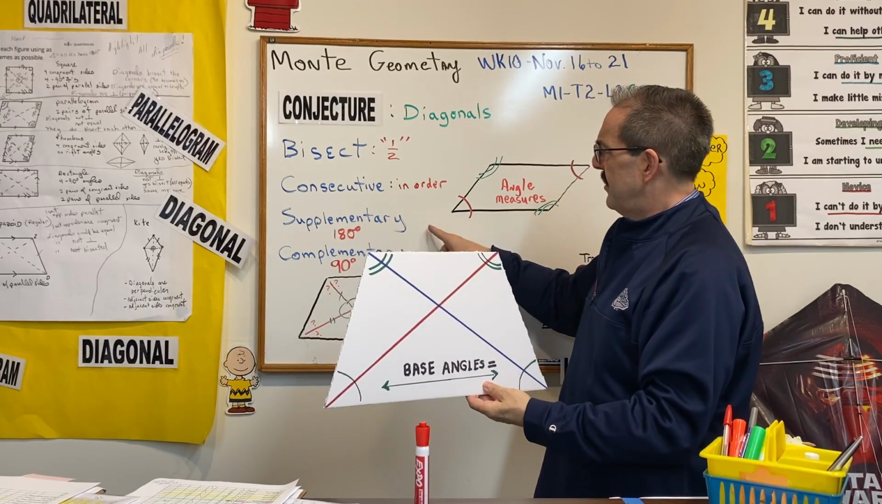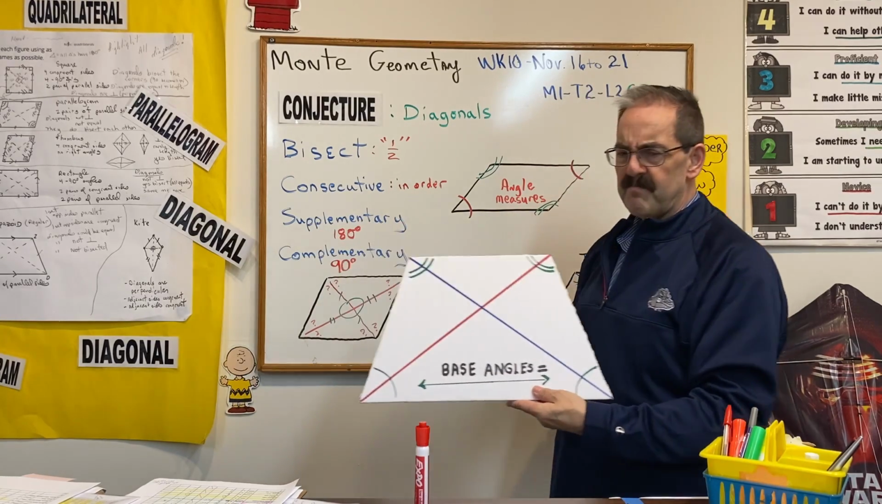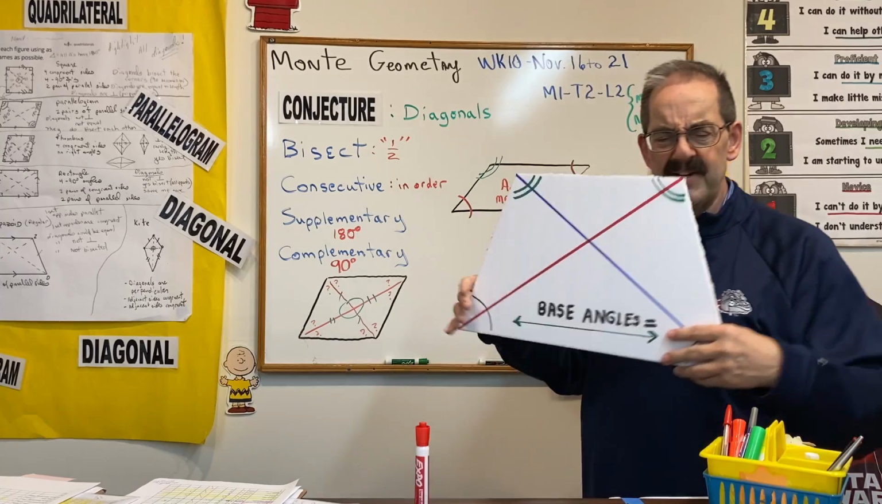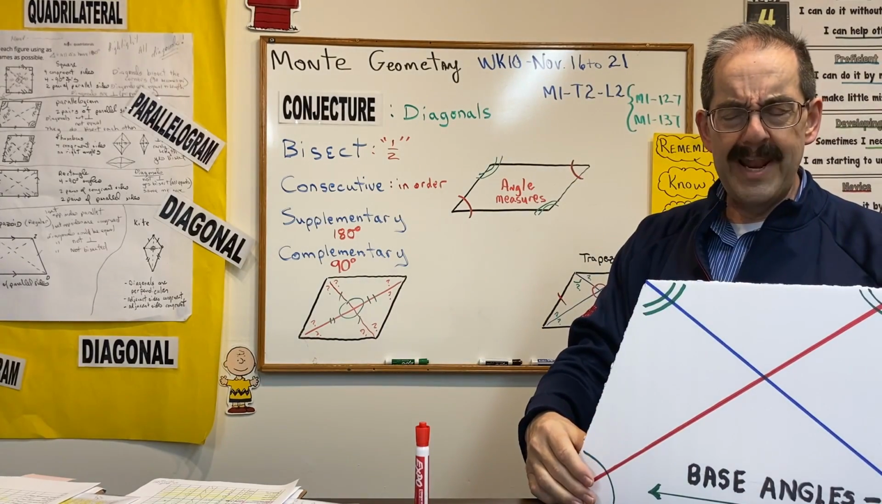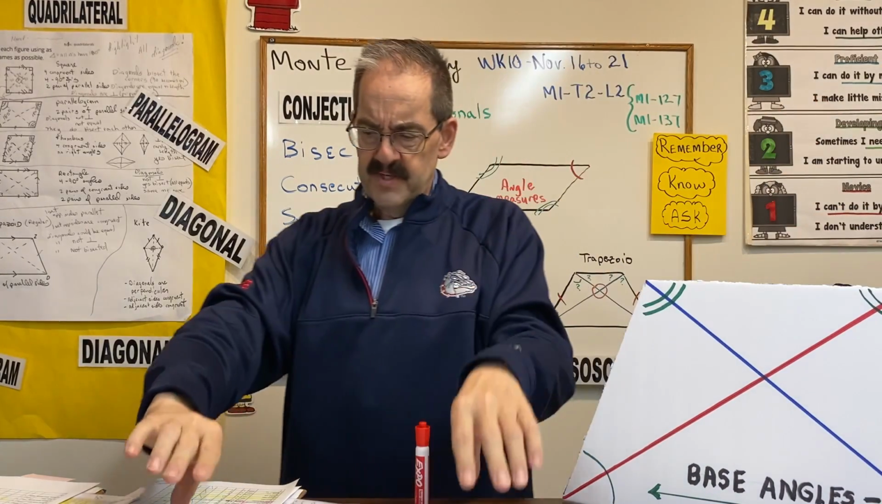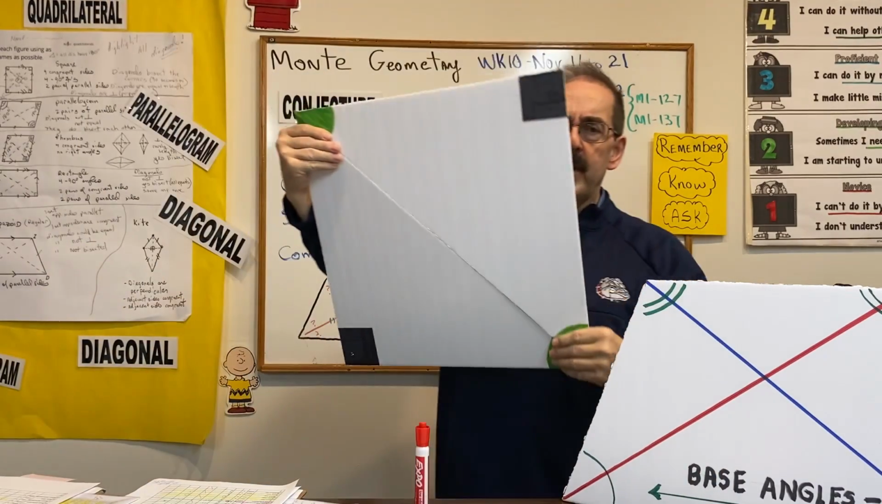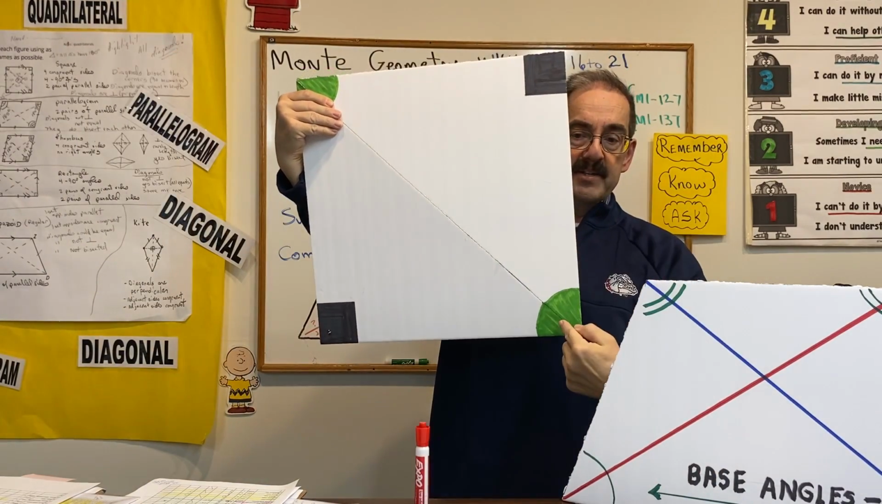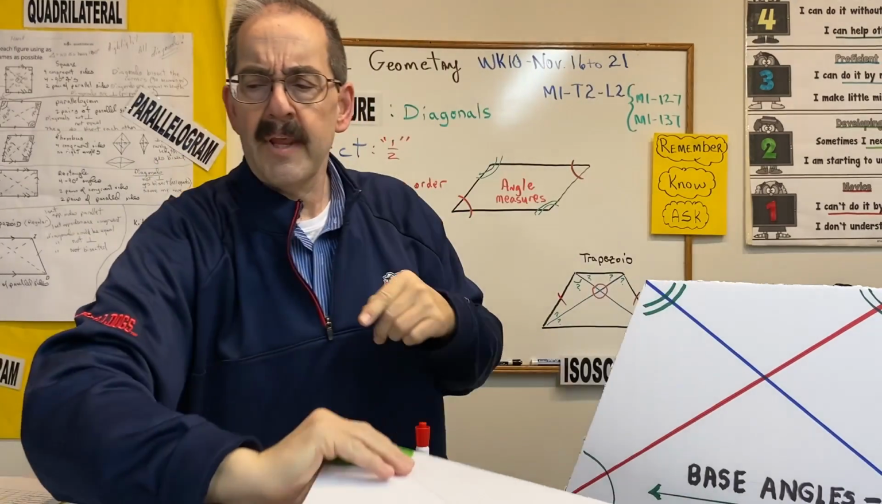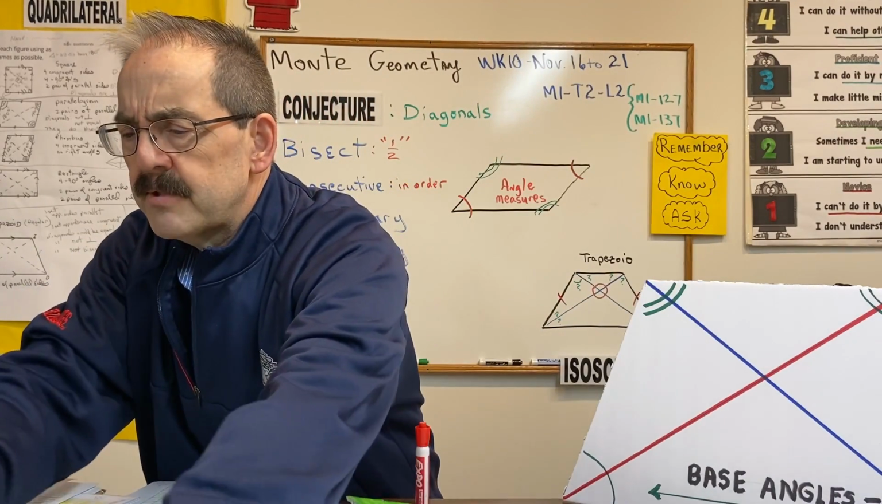Then we have this idea of supplementary. Supplementary. Add to 180. Okay? In the square, the angles add to 180. 90 and 90 is 180. Can we say that in all shapes?